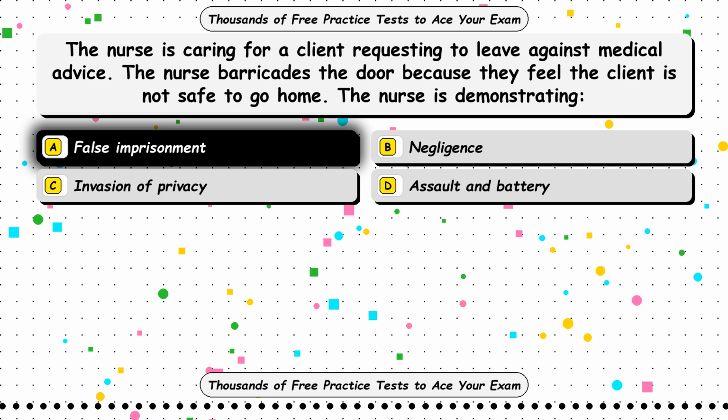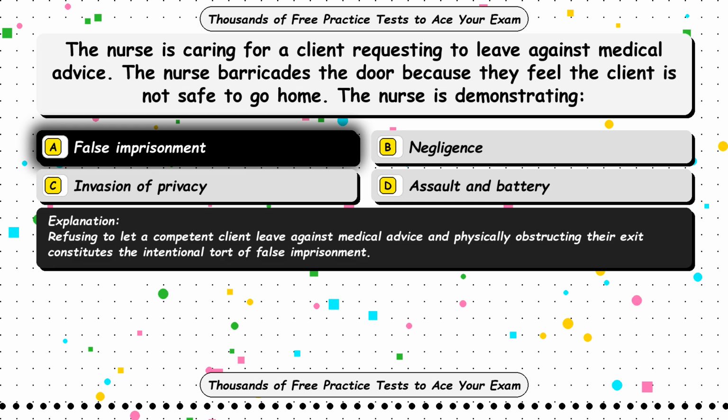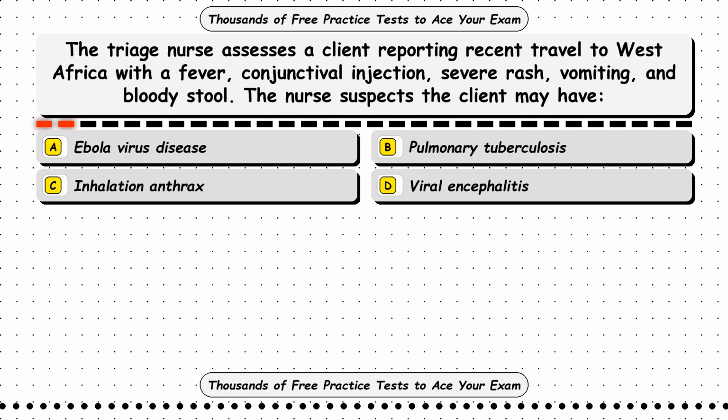The correct answer is option A, false imprisonment. Refusing to let a competent client leave against medical advice and physically obstructing their exit constitutes the intentional tort of false imprisonment. Question 101. The triage nurse assesses a client reporting recent travel to West Africa with a fever, conjunctival injection, severe rash, vomiting, and bloody stool.